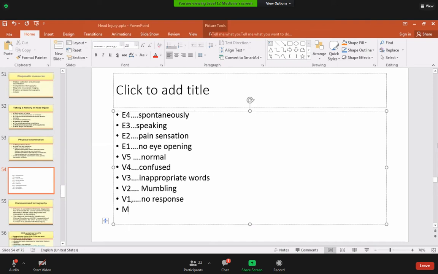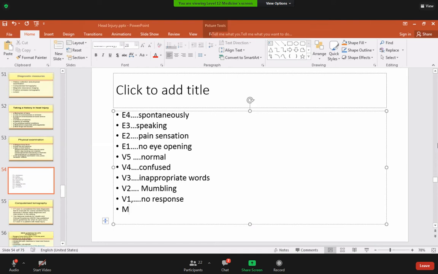Then we have motor. In motor, again, we have six points. M6 is a patient who is normal in his power and normal in his movement. When you ask the patient to raise his hand, the patient follows your command. This is M6.